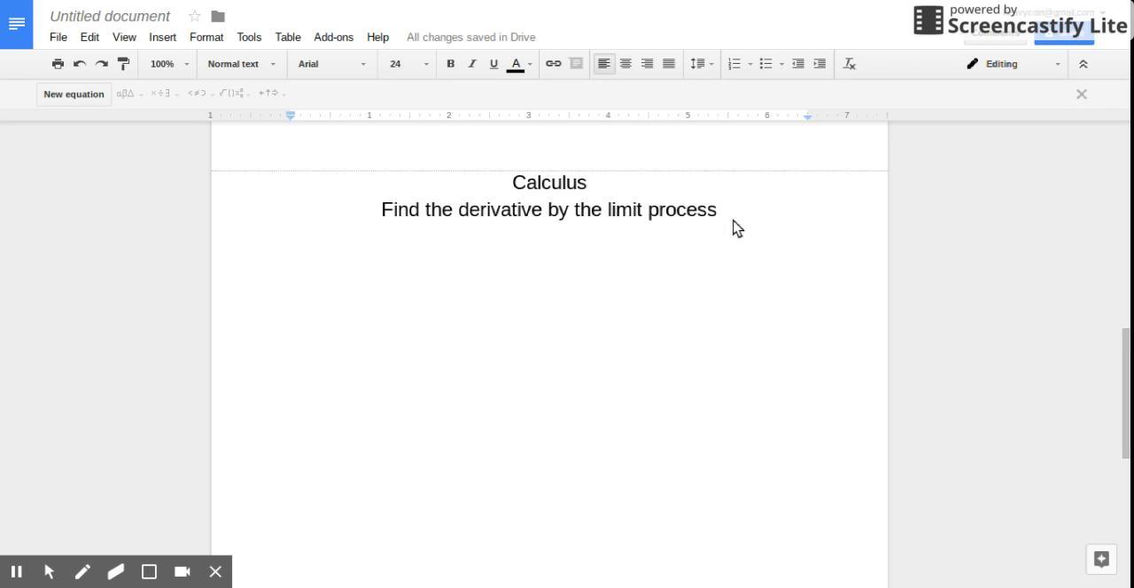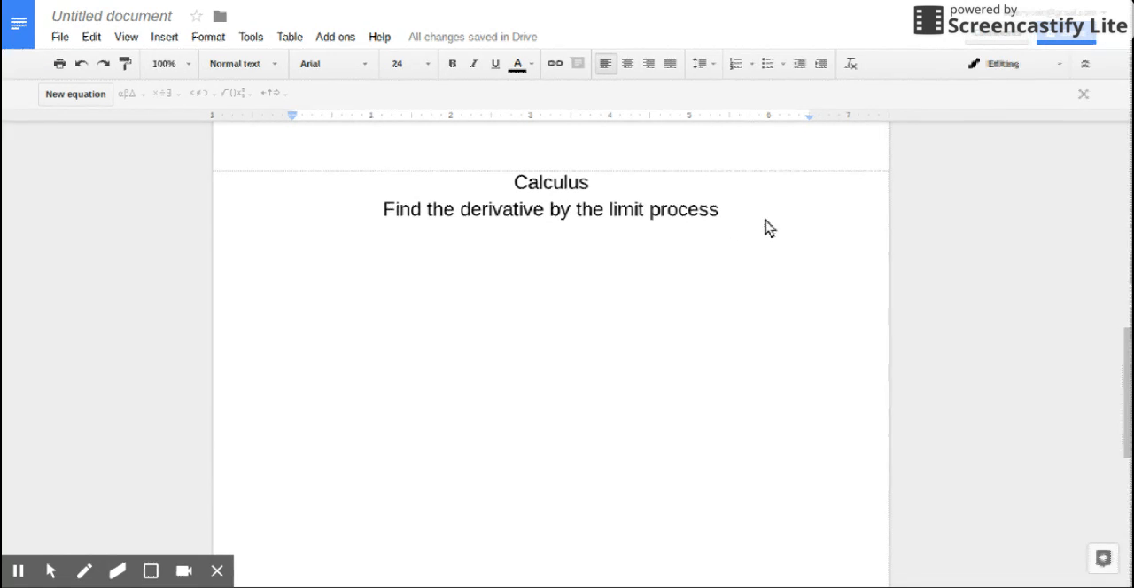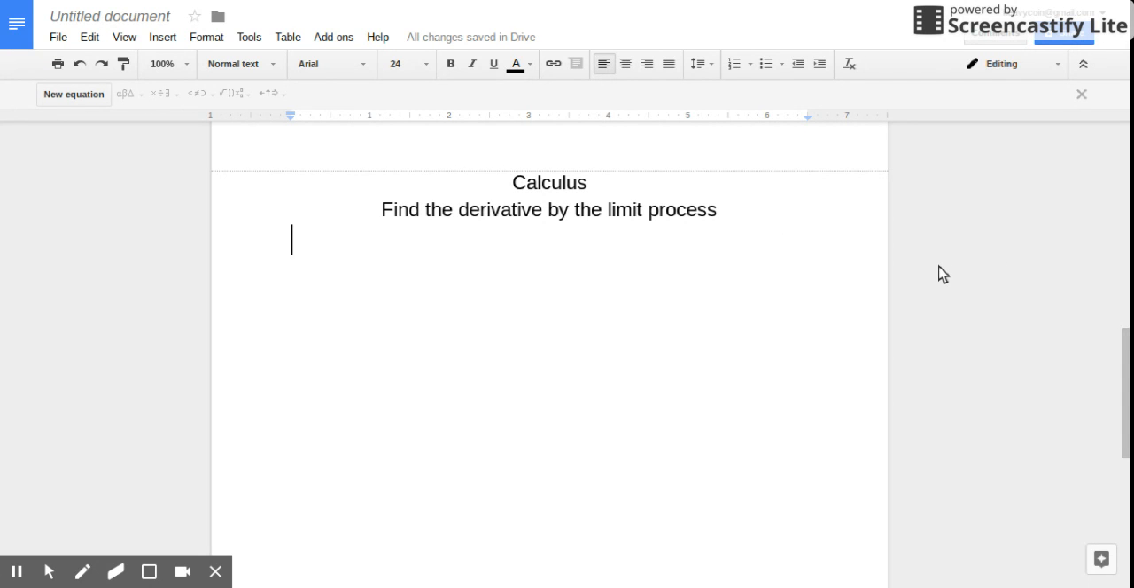All right, in this section, our first section, we're going to be finding the derivative by the limit process. And of course, we're going to start with something easy, because this process can get pretty nasty. So let's say f of x is equal to, we'll just say 2x. All right, so that'll be our function. f of x is equal to 2x.